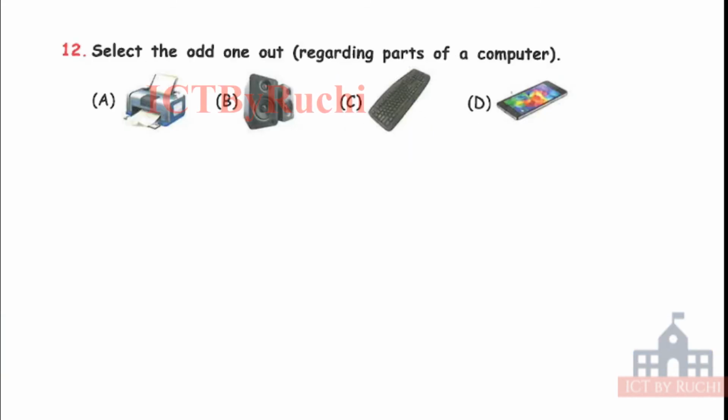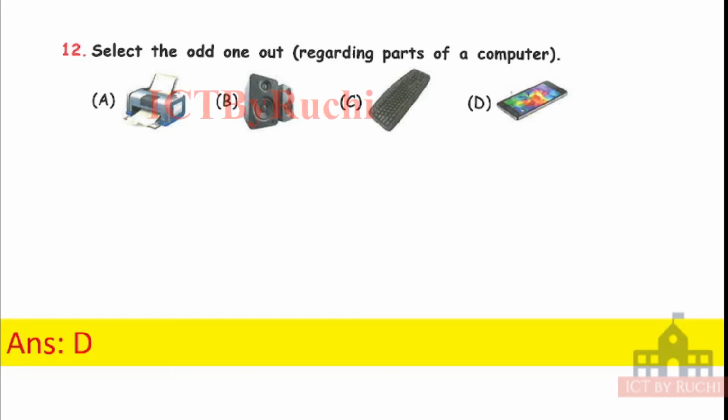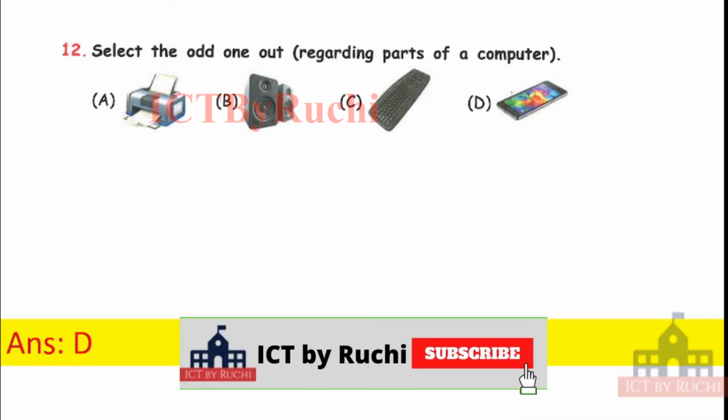Next question. Select the odd one out regarding parts of a computer. A, printer, B, speaker, C, keyboard, or D, smartphone. So which is the odd one out? Give me the answer. Answer is D, smartphone, because printer, speaker, and keyboard are parts of a computer, and a smartphone is a type of computer, which we can carry in our pockets.